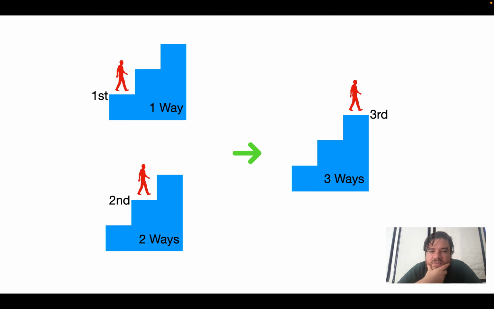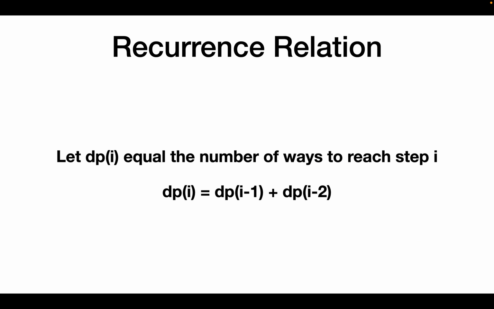And if I look at this, there's only one way to get to the first step. There's 2 ways to get to the second step. It looks like I can compose the third step as an addition of the previous 2. And that turns out to be a valid solution. So this is recursion.